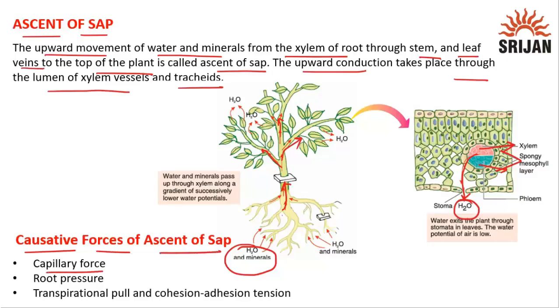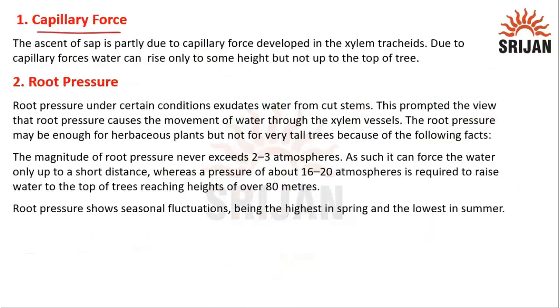Now, causative forces of ascent of sap. First, capillary force, then root pressure, and transpirational pull and cohesion adhesion tension. First, capillary force. The ascent of sap is partly due to capillary force developed in the xylem tracheids. Due to capillary forces, water can rise only to some height but not up to the top of the tree.